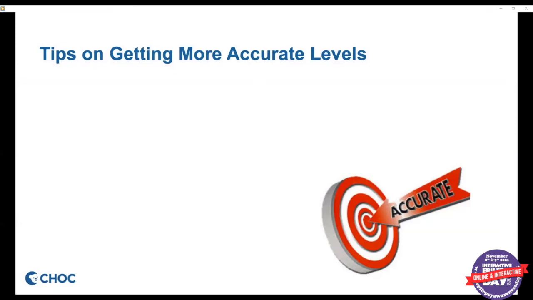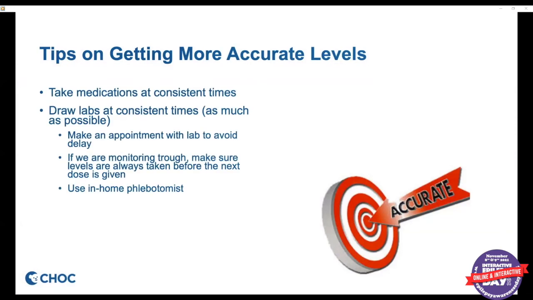Some tips on getting more accurate and therefore useful levels. Take medications and draw labs at consistent times as much as possible. The latter is not always feasible, but making an appointment with a lab can be helpful. If we are monitoring troughs, make sure levels are always taken around the same time of the day, before the next dose is given. Otherwise, trends will be difficult to detect. If getting to the lab on time is difficult, use an in-home phlebotomist.